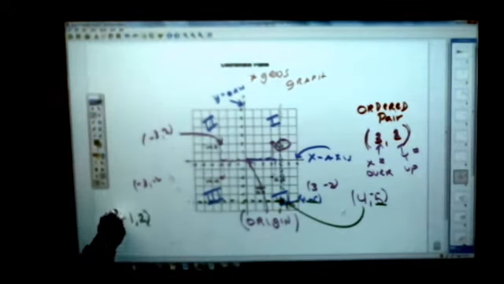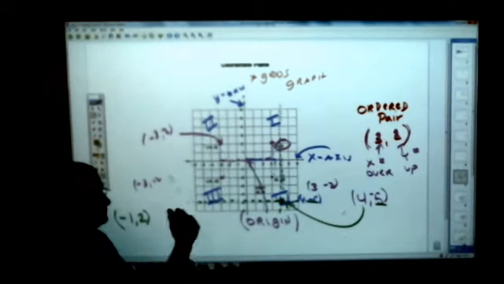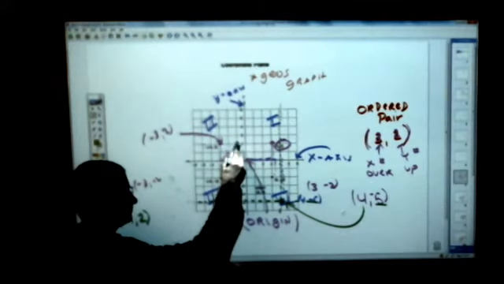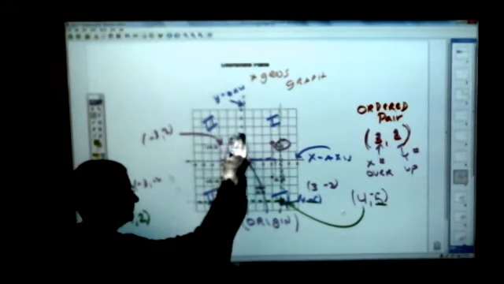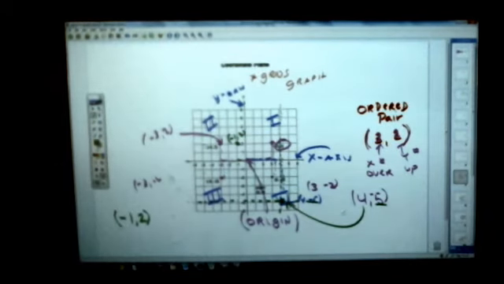What if I asked you to give me point -1, 2? Where is -1, 2 on that grid? -1, 2. Hopefully, you got -1, 2.